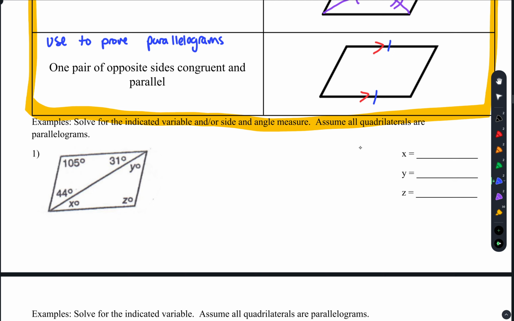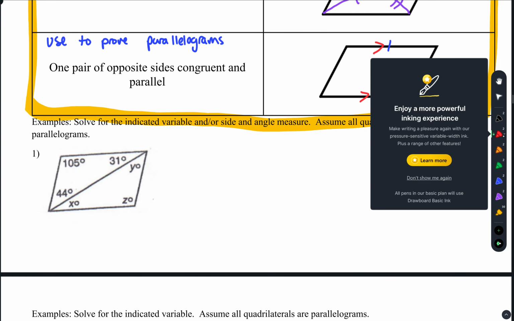In the first example, I am solving for whatever angle measures I have here. I have x, y, and z. Can anybody tell me how we get any one of these angles? There's a pretty easy one right out front that we can see. If anybody wants to give it a go. Caitlin? I think it's 105, but yes.